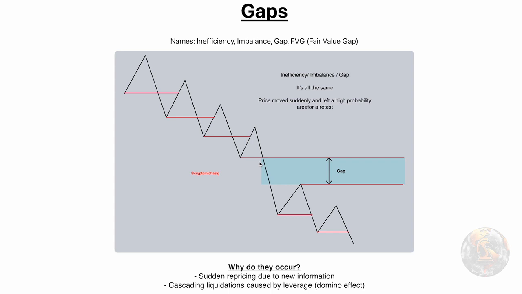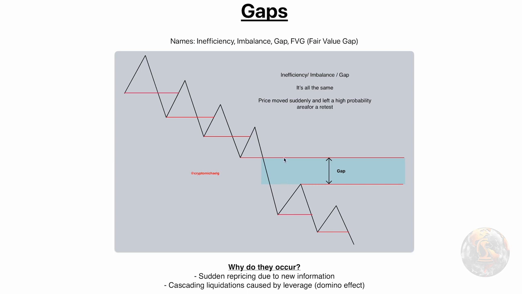Why might you hear it called imbalance? Well, for much the same reason. As price is moving here in an efficient manner, you can categorize it or characterize it as being in balance. So it's a balanced market. It's just another word for efficient, really. It's a market that's moving as it should. You then get a sudden move in one direction, which imbalances the market, and that's why you might hear people call it that.